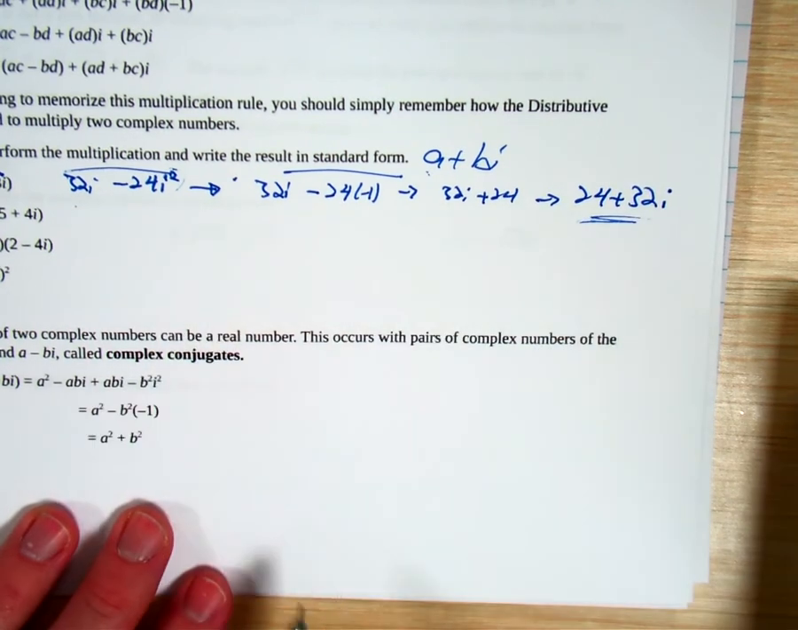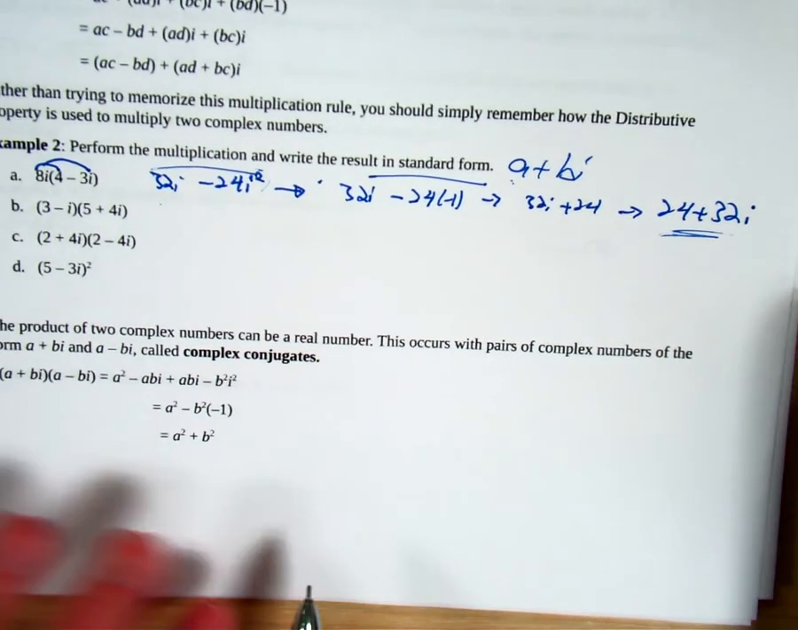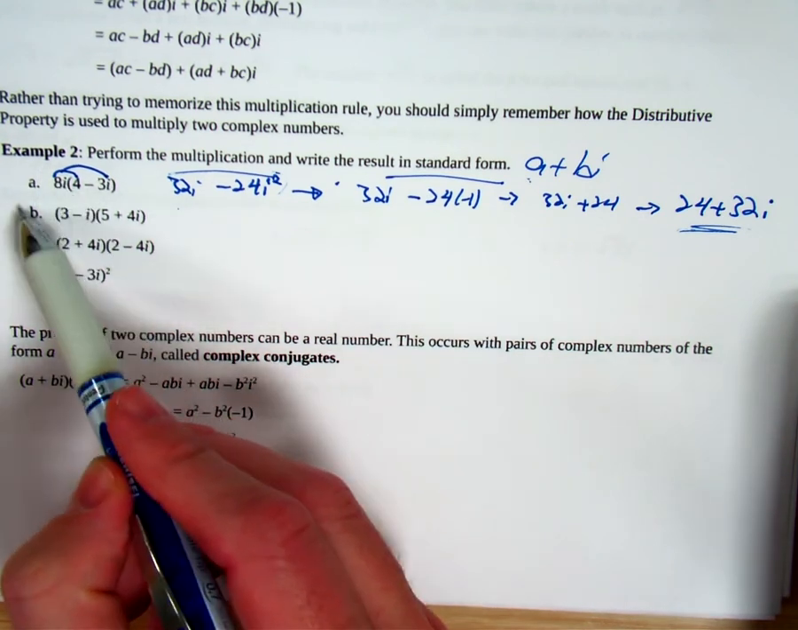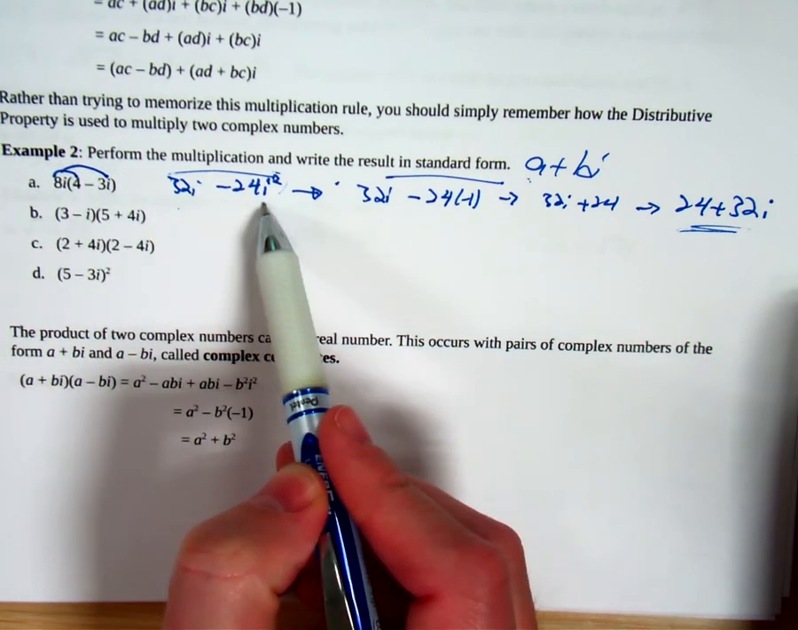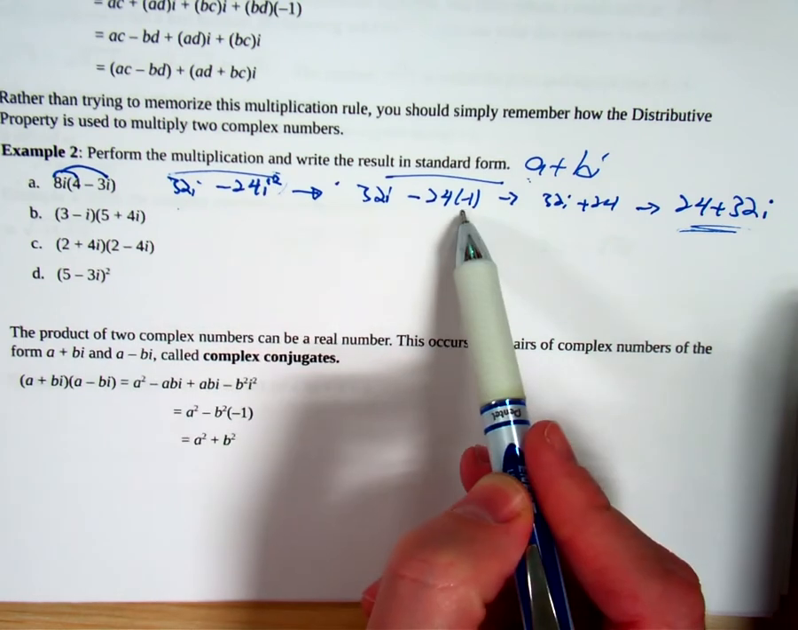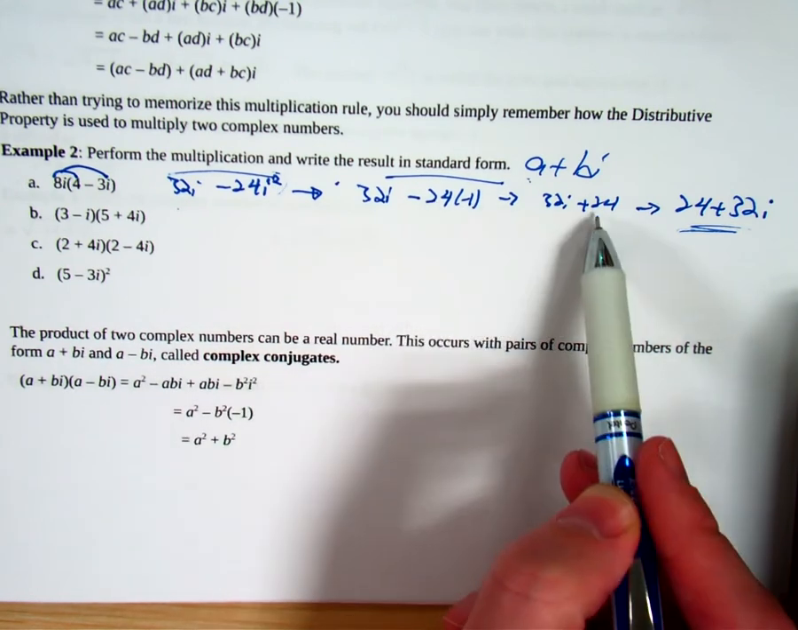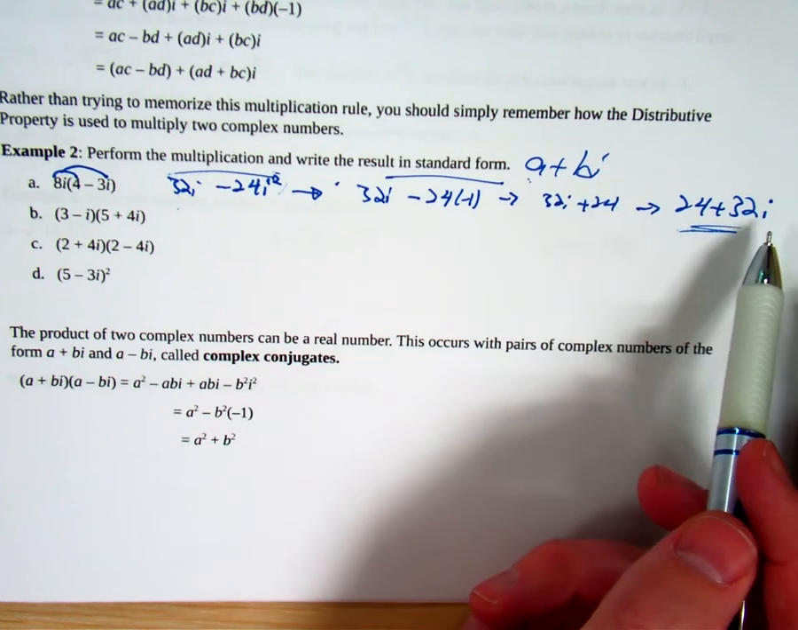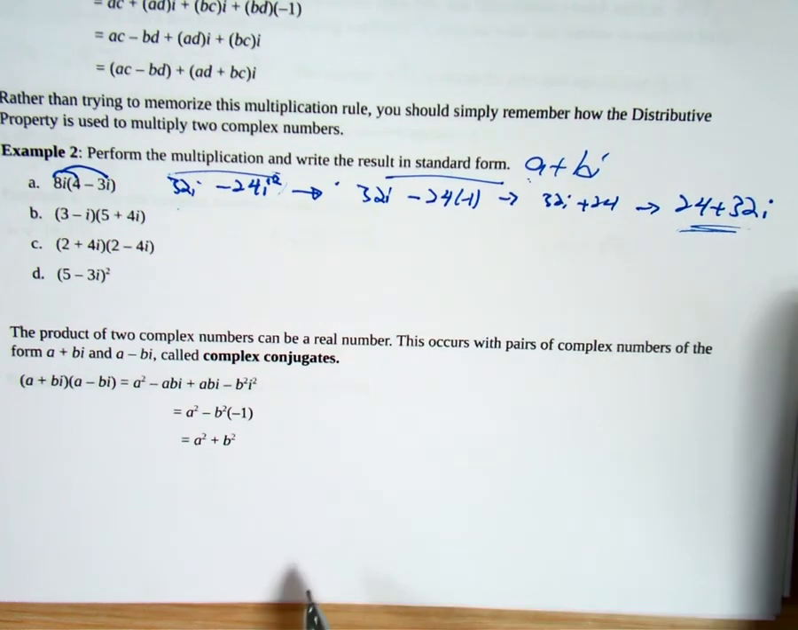I could see where if I just jumped into this, I might lose a few people, especially on the first one. So take a second to let that sink in. 32i minus 24i squared. i squared is actually negative 1. Negative 1 times negative 24 is a plus 24. We want the real part first, the imaginary part second. There we go.